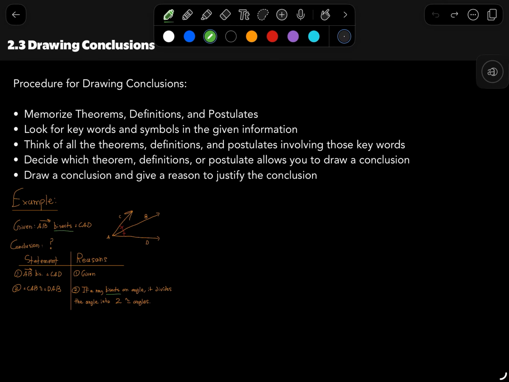Then after that, narrow down to a single theorem that you can use, given the information that you have. So decide which theorem or postulate allows you to draw a conclusion. After you associate those keywords with some properties or theorems, narrow down to one option, and that's usually easy to do if you know what you're doing. And then finally, of course, you would write that theorem down and draw a conclusion.